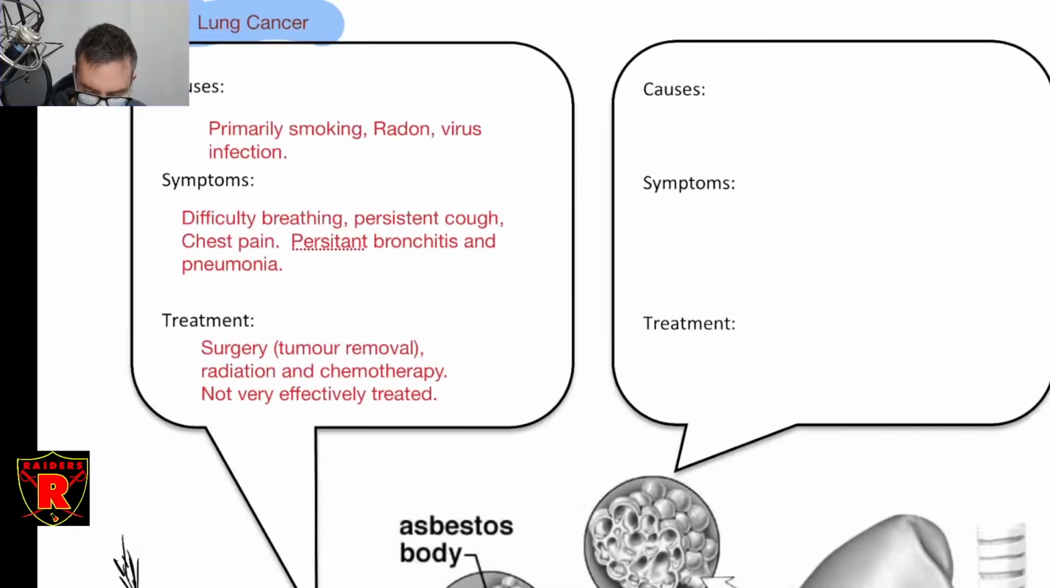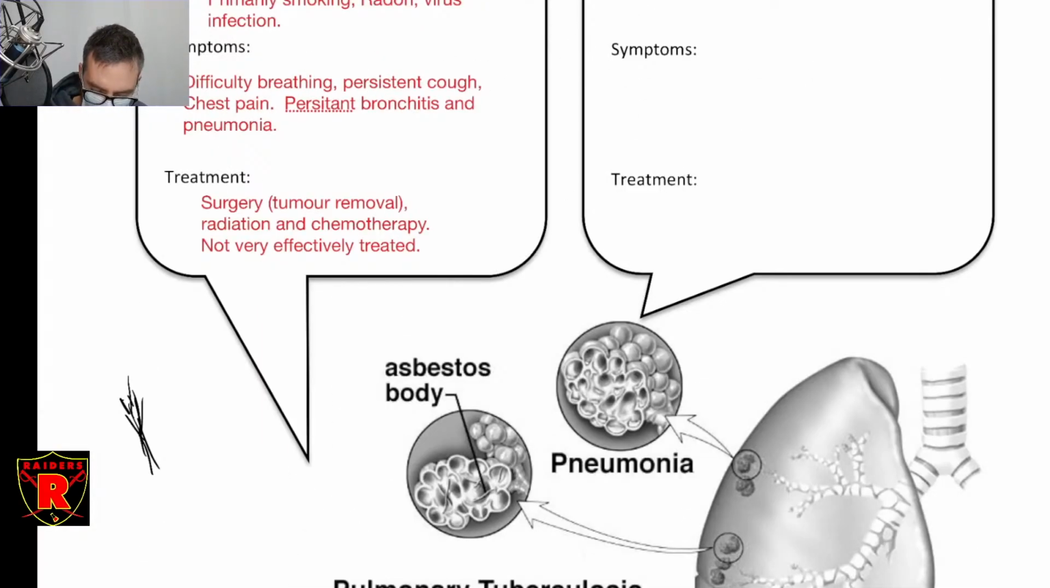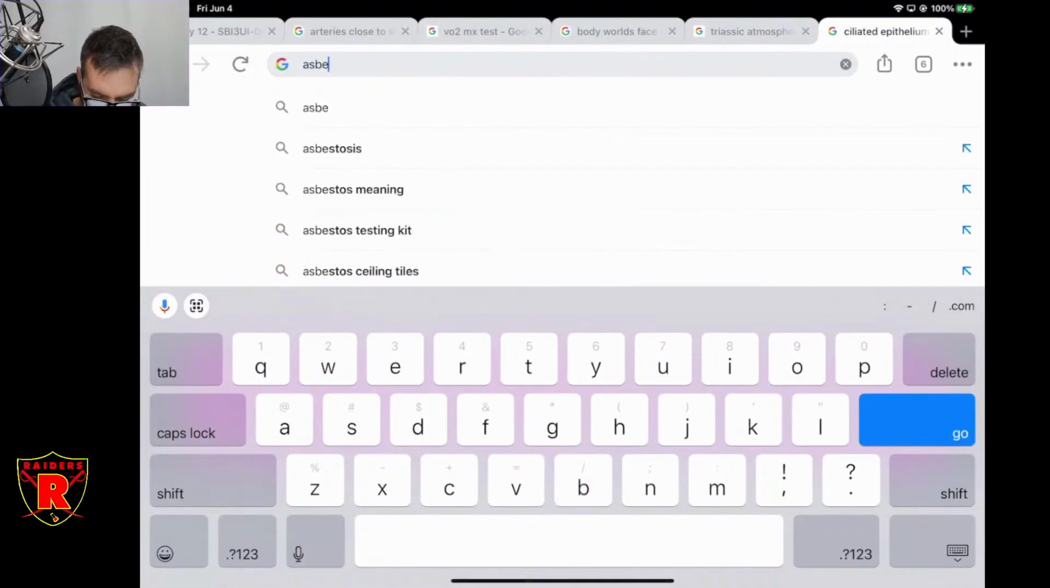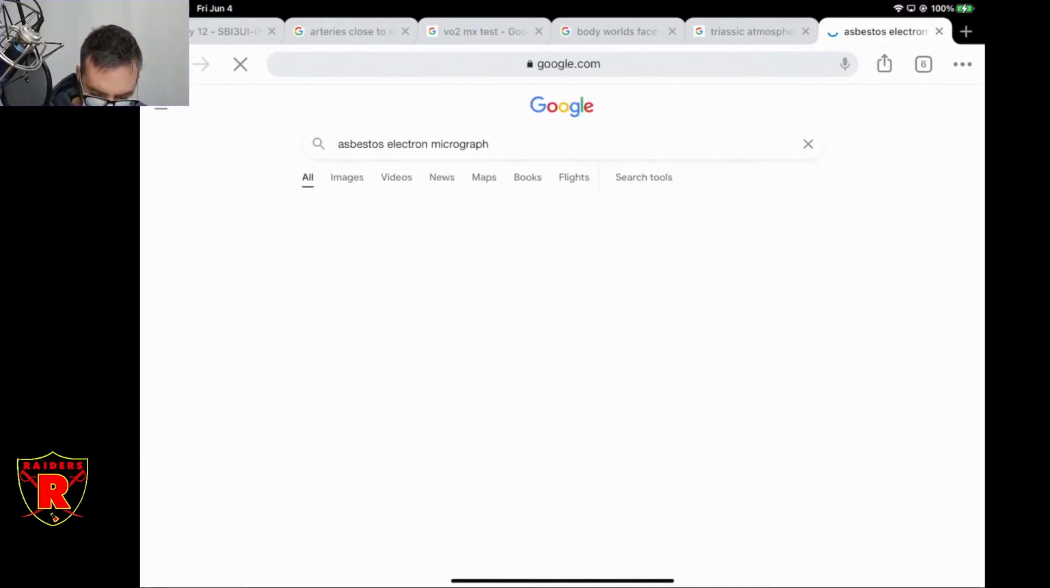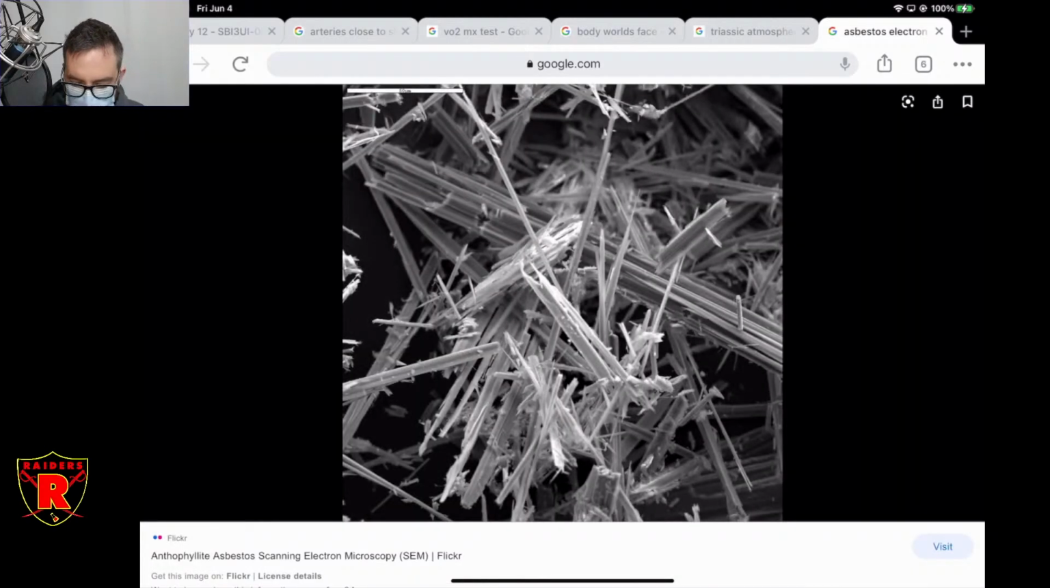Asbestosis is caused by asbestos. If you look at an asbestos particle, in fact, I'm going to show you an asbestos particle. Electron micrograph. There we go. If you look at it really closely under an electron microscope, you'll notice that it is barbed. It's a mineral, so you mine this out of the earth, and it is this barbed shape that is what makes it so problematic.